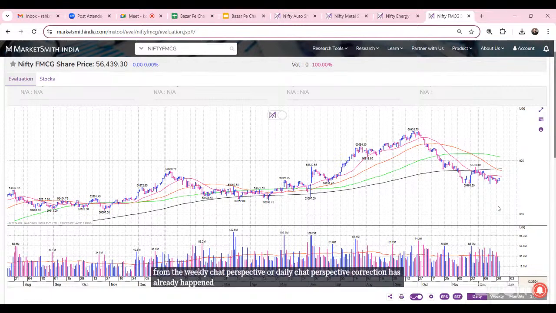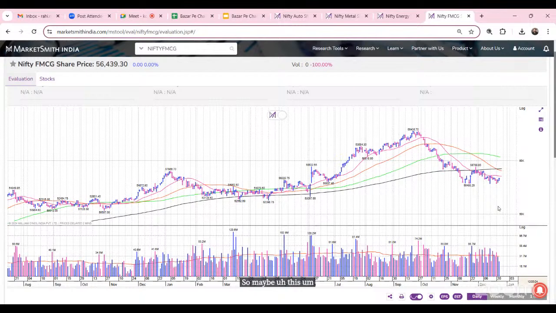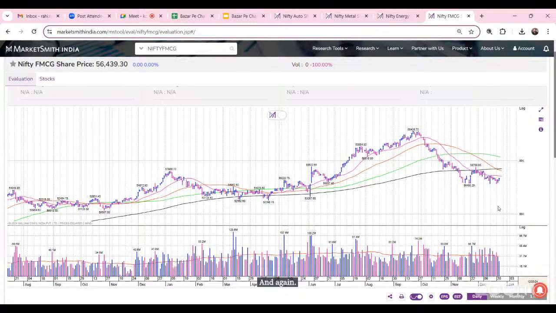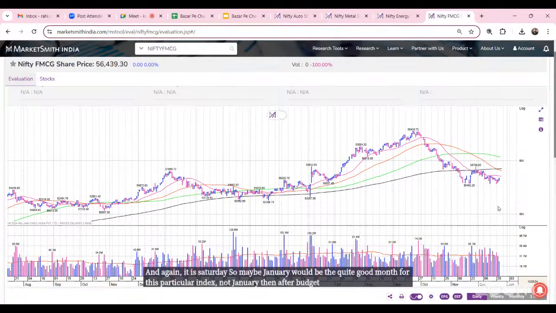So if all these hypotheses that I have discussed with you remain intact, the way we are expecting, this sectoral index is poised for a sharp recovery in the month of January, I can say. Anyway, the budget is now due. I think it is going to happen on 1st February, and again it is a Saturday. So maybe January would be quite a good month for this particular index, or if not January, then after the budget. So one can keep watching.